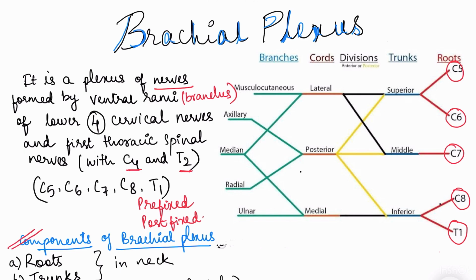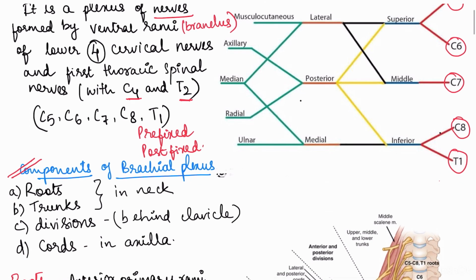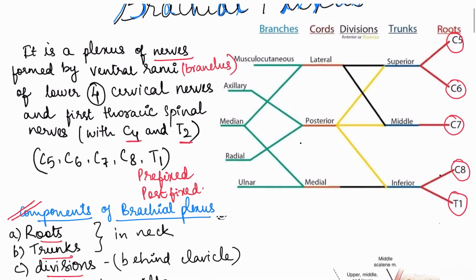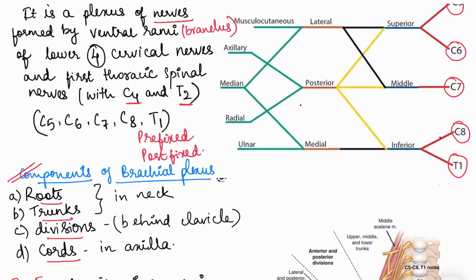Then coming to the components of brachial plexus. The components of brachial plexus are roots, trunks, divisions and cords. And also we have the branches. We can remember the components of brachial plexus by a simple mnemonic, that is R, T, D, C, B, as in roots, trunks, divisions, cords and the branches.